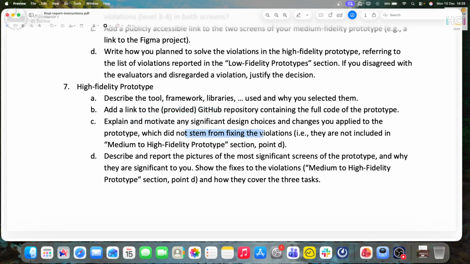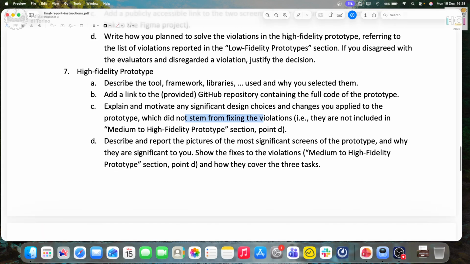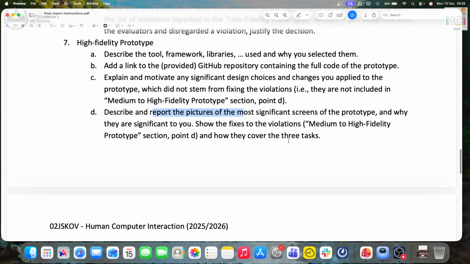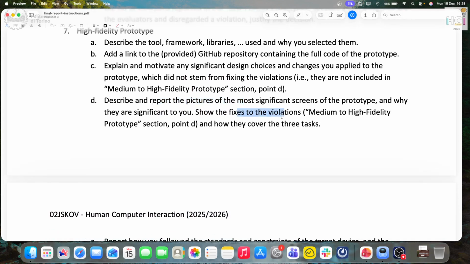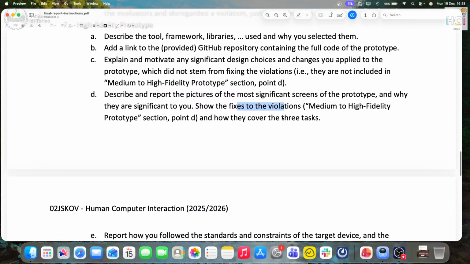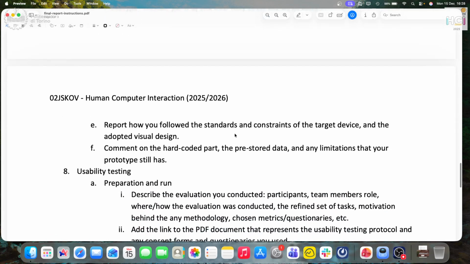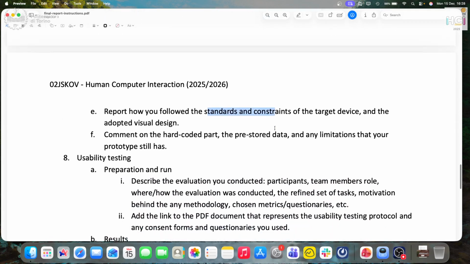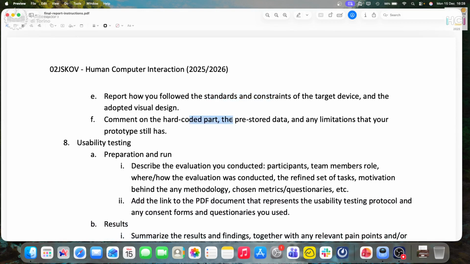because you noticed something, because in the heuristic evaluation something happened, you can explain here why you changed it with respect to the previous prototype. Describe and report the picture, the most significant screen of the prototype and why they're significant, and show how you fix the evaluation in this high fidelity prototype. Standard constraint, how you report them, and leave a comment on the hard-coded part, any pre-stored data, and any limitation of your prototype since it's a prototype.